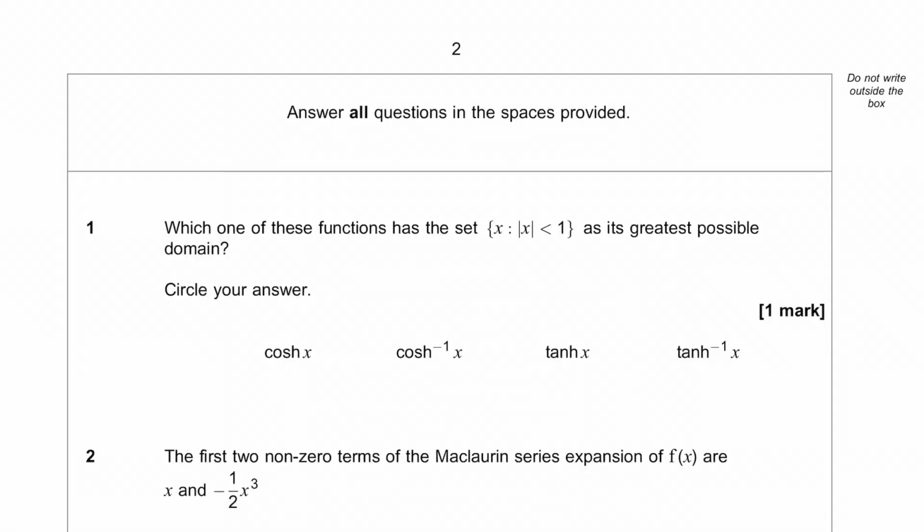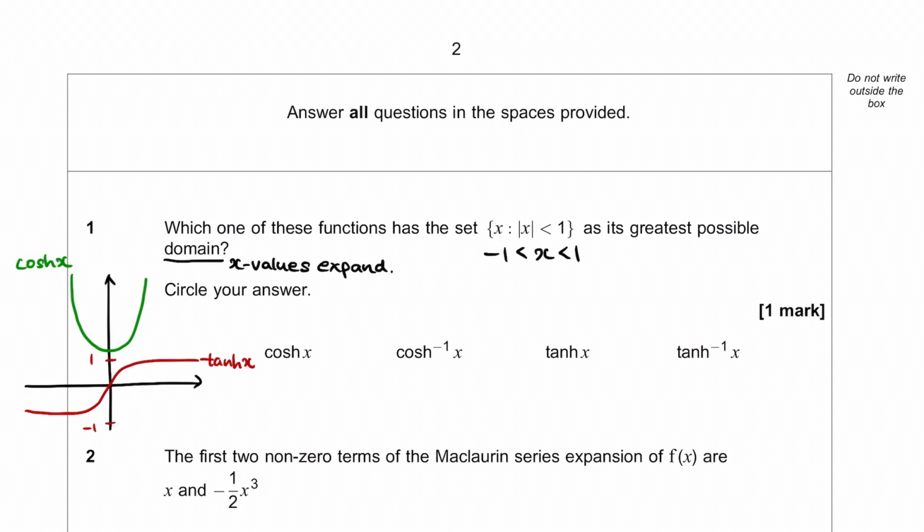Question 1. It's asking for the hyperbolic function that has a set of x that ranges from -1 to 1. So the domain, the definition of domain, is how far the x values expand. For this question, you have to know what hyperbolic functions look like. These are two hyperbolic functions given in the options. The green graph is the hyperbolic cosine graph, and the red graph is a hyperbolic tangent graph.